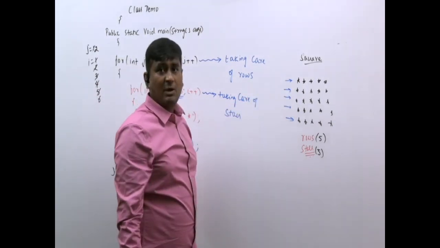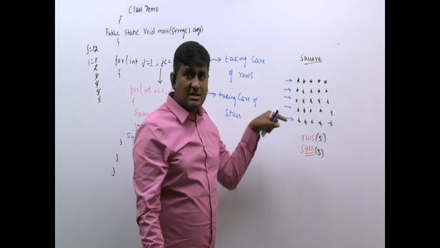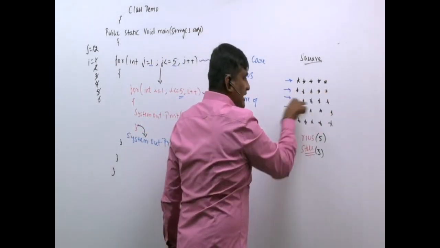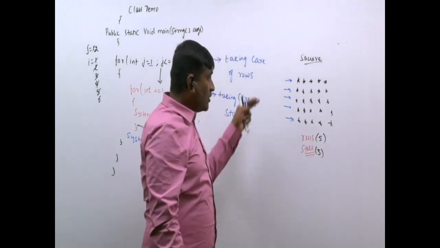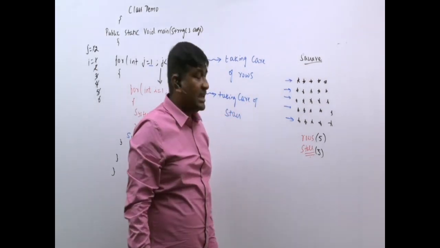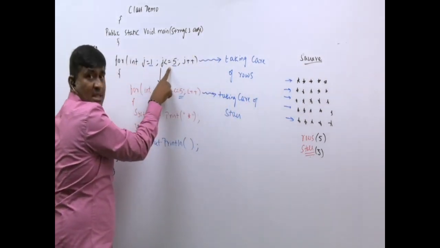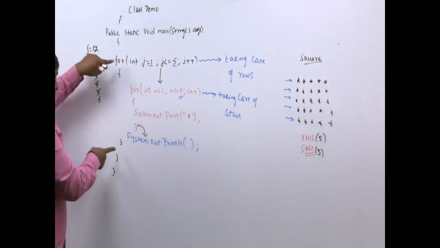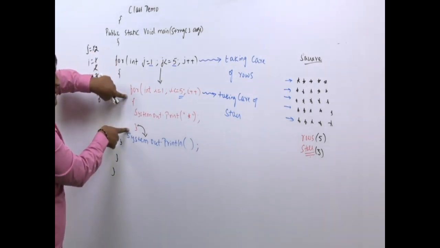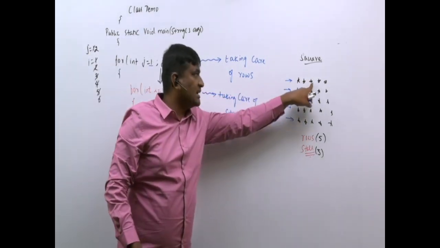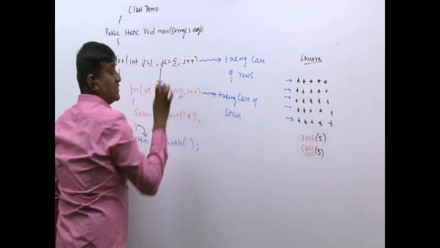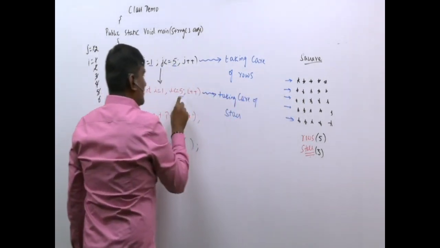Look at this diagram and tell me who will come first. Rows will come first. See here, rows will come first, and in a row, stars are there. First row will come, in a row, stars are there. Hence, this for loop belongs to rows. In a row, stars are there, like that. How many rows? 5 rows. And in each row, how many stars? 5 stars, like that.